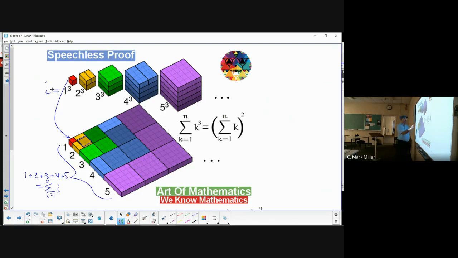But this side here is also that. That side is the same thing. Because look, you got 1 plus 2. How long is that side? 1 plus 2 plus 3 plus 4 plus 5. That's 1 plus 2 plus 3 plus 4 plus 5. So that is this.